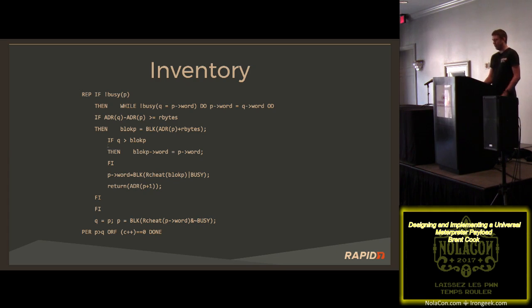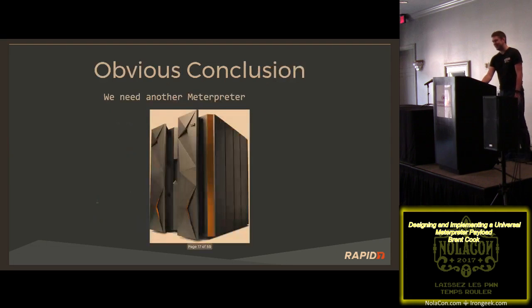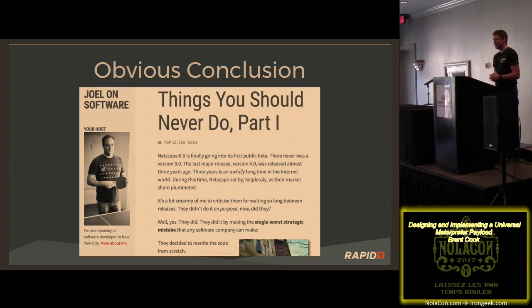If you've seen C code before, you know this is rather odd, that you have a rep and a per statement, and you have if and fi, and that's just because macros really aren't a great way to write understandable code. So the obvious conclusion is, well, now we have 7 Meterpreters. Let's create an 8th one. Obviously, you reach that conclusion, right? But obviously, we should never do this.